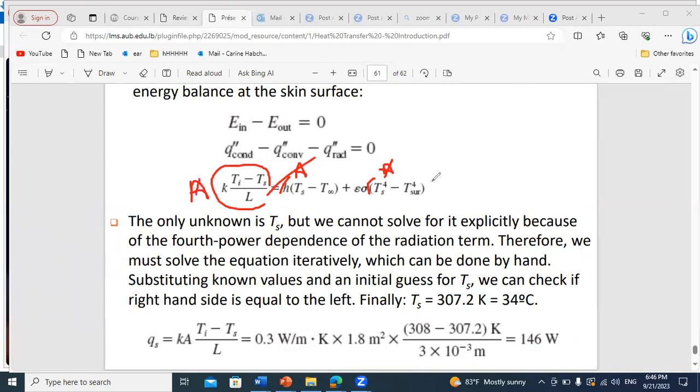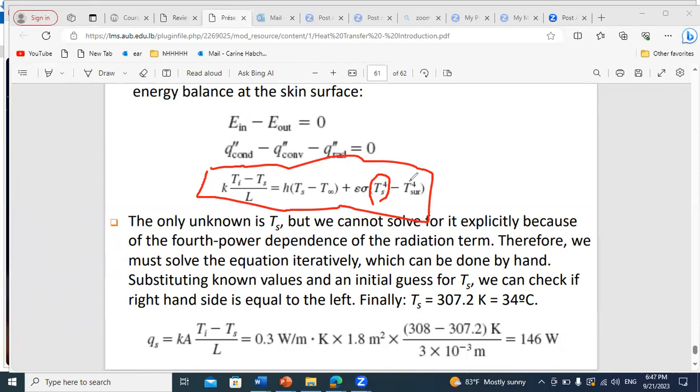And then we'll get an equation in which the only unknown is T surface. But this equation is not linear. It's not easy to solve. So we can solve it by trial and error, okay? Or we can solve it by an iterative procedure. But in general, I will not ask you to solve it. All you have to do is to reach this stage. This is enough for me: to reach this stage and say the only unknown in this equation is Ts, so we can solve for Ts.